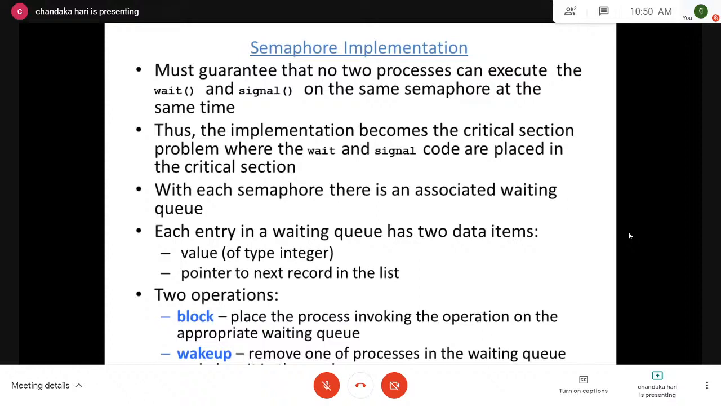Now, the list of processes that are waiting for this particular semaphore value has to be kept in a queue. Once the resource becomes free, we need to allocate this semaphore variable to any one of the waiting processes. That may be done depending on priority, whatever it may be. So you need to maintain another thing called the waiting queue, the list of processes which are waiting for this particular semaphore.